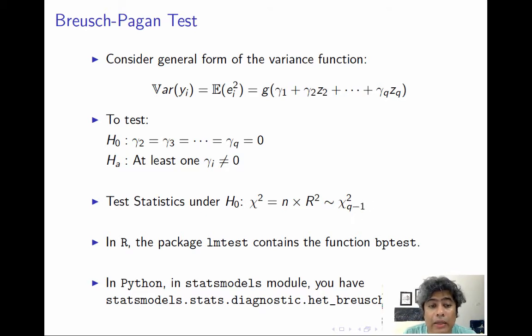In R, there is a package called lmtest. It contains a function called bptest, an abbreviation for Breusch-Pagan test. You can use this bptest function to test for homoscedasticity. If you're using Python, in the statsmodels module you have diagnostics, under het_breuschpagan. You can use this in Python to run a Breusch-Pagan test for heteroscedasticity.